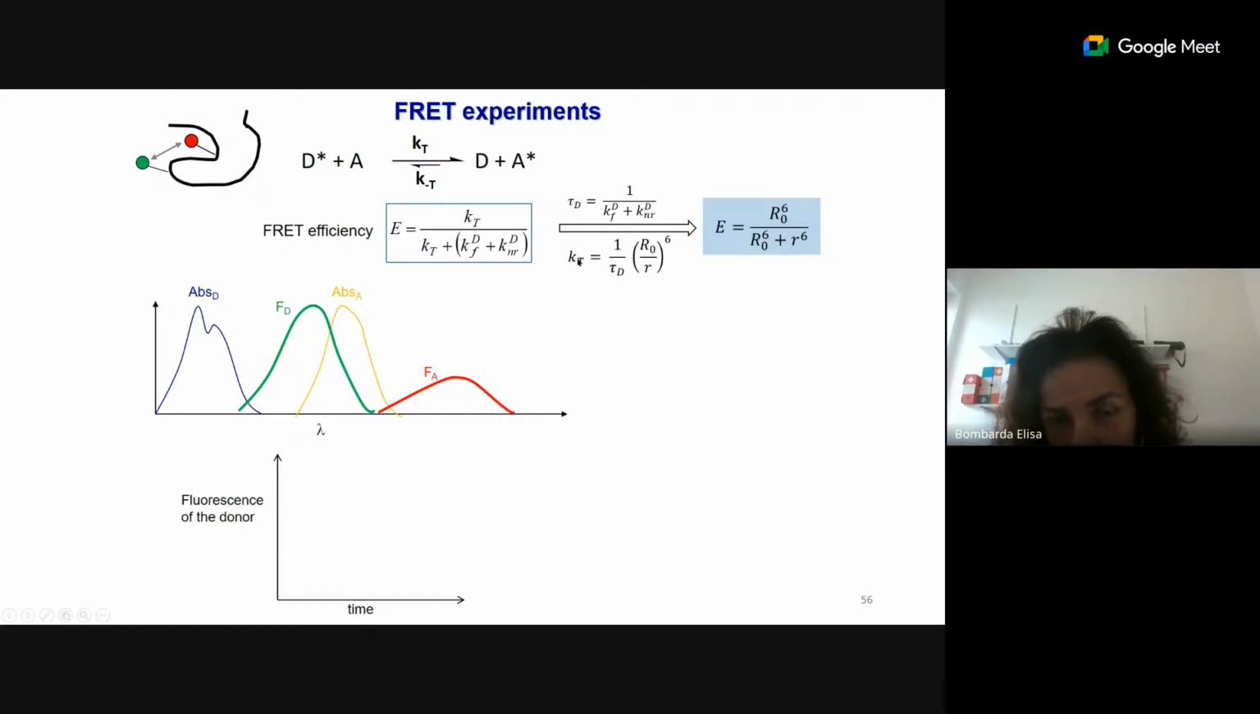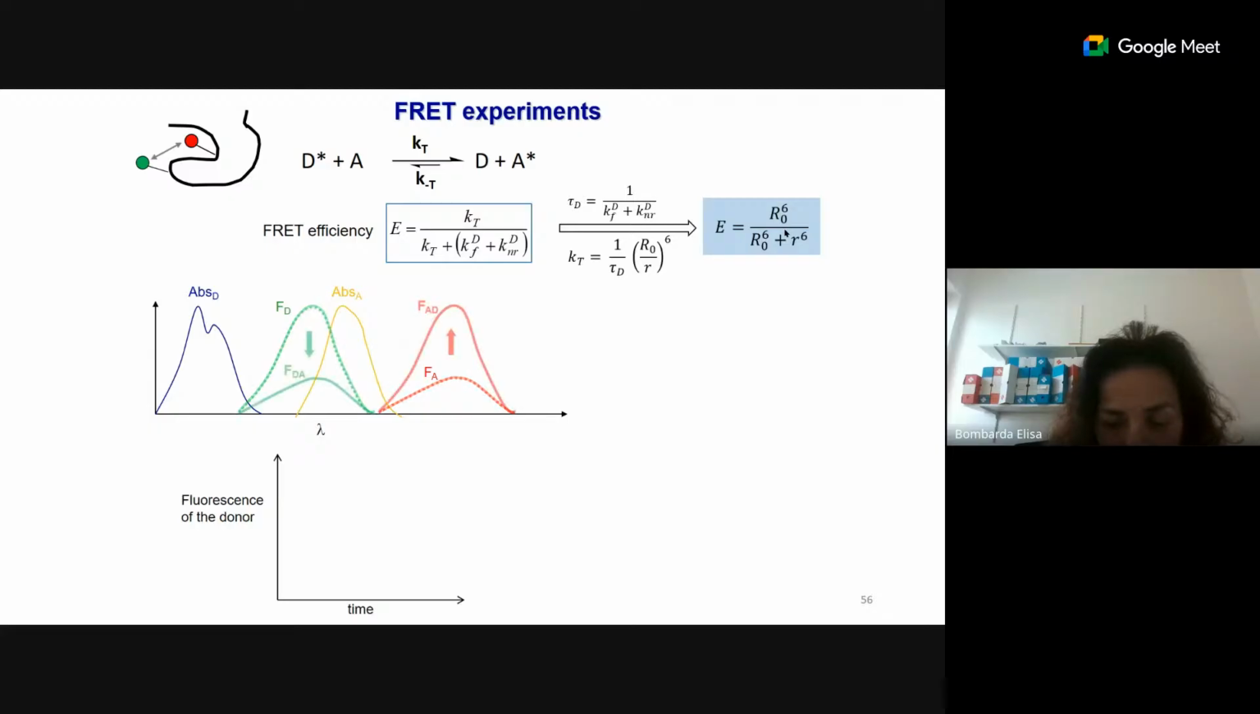Since we now know that kT is expressed as a function of the distance between the chromophores, and that is the definition of the fluorescence lifetime of the donor, if we introduce this expression and combine them, we can pass from the efficiency expressed as a function of the rate constant to the efficiency expressed as a function of the distance, which has more practical utility. So that is a FRET experiment.